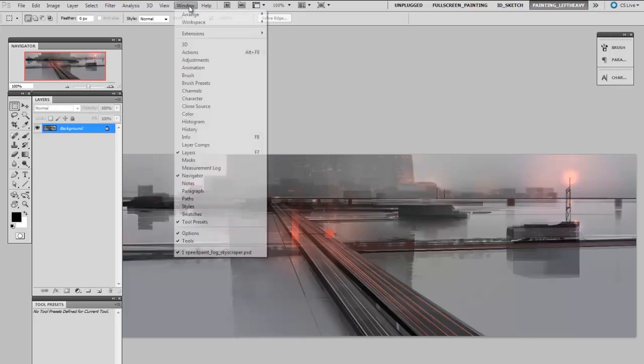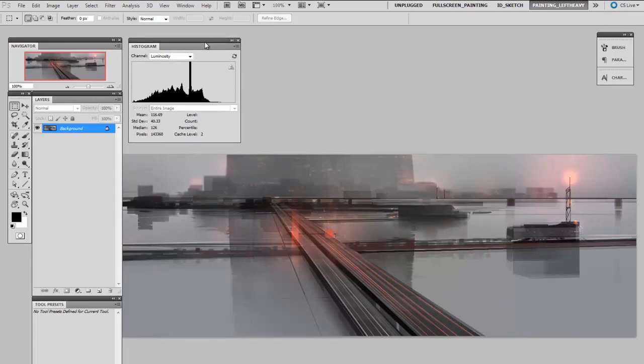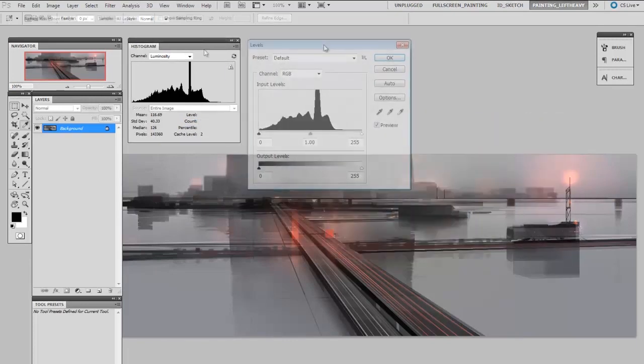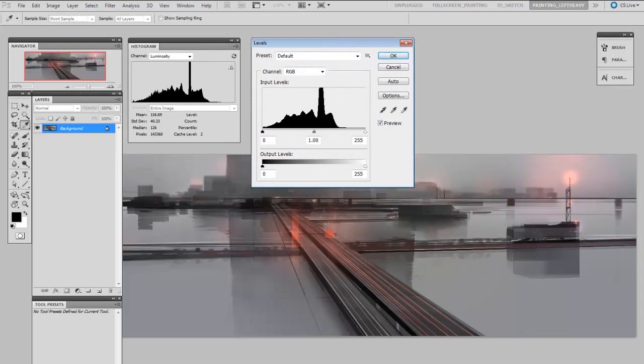So you can find them in Window, Histogram, and then Levels is a command, but I'm going to open that up simultaneously, and you can see that they have very similar information. And all you're seeing with this chart is a representation of the value range in your image. Because as I've said tons of times on the site, the values of your image are extremely important.